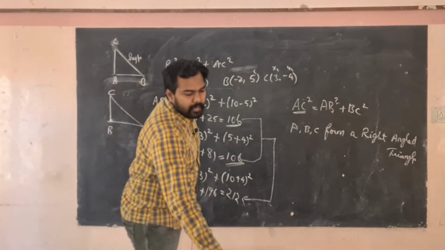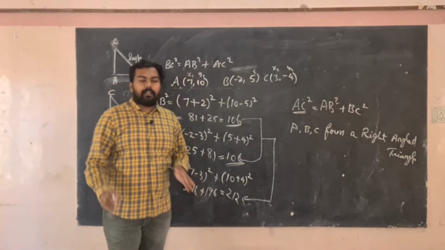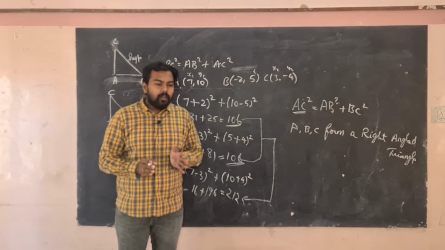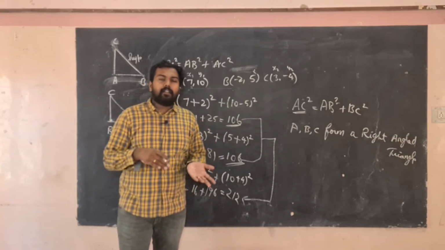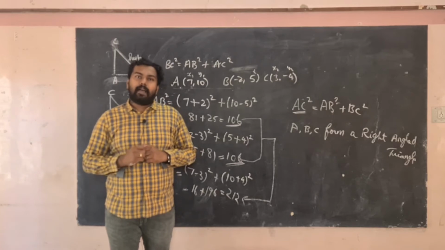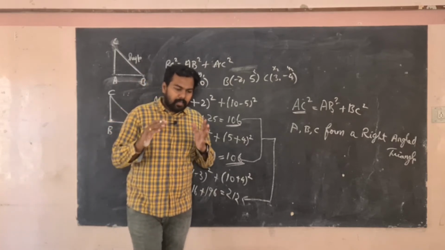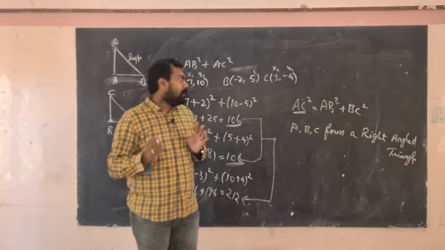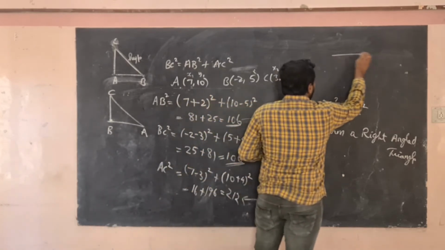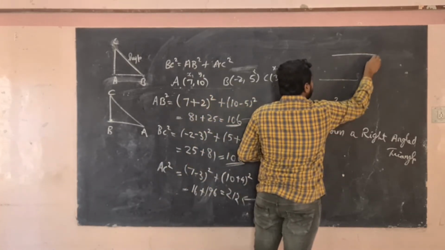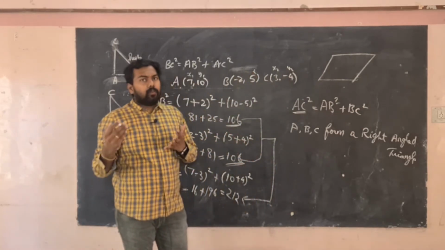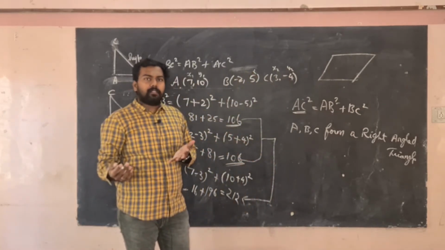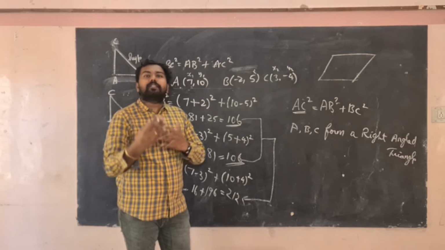Now we will go to the next sum, which is 5.7, where they have asked us to show that ABCD taken in order form the vertices of a parallelogram. So first of all, what is a parallelogram? How does a parallelogram look? It will have four sides. It will be like this. One more concept: opposite sides will be equal.